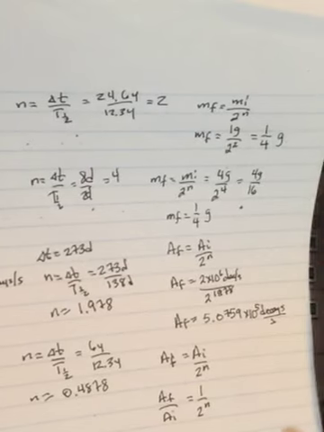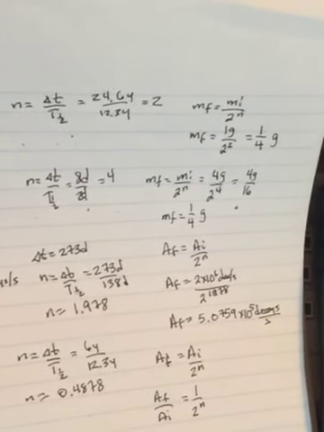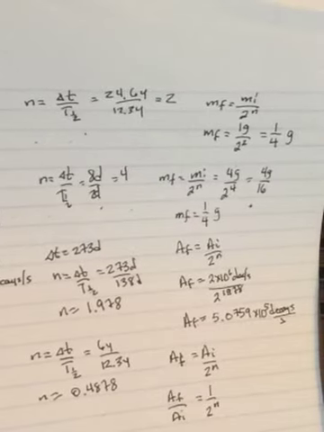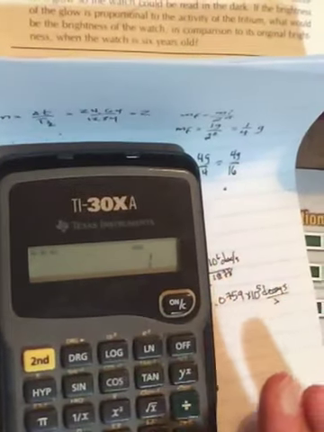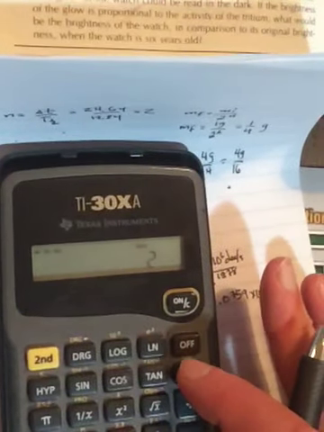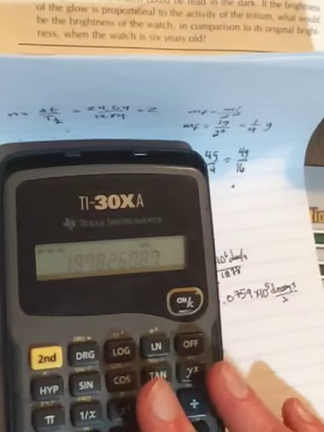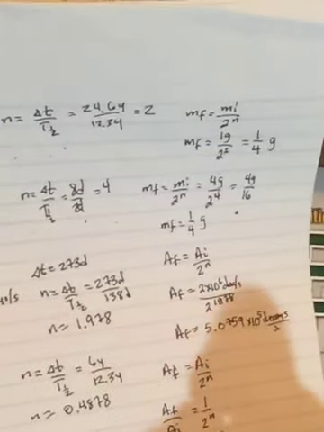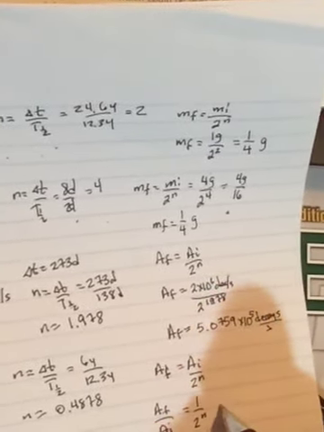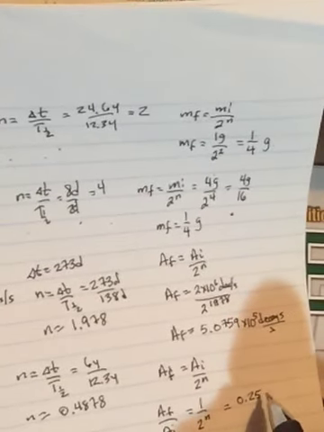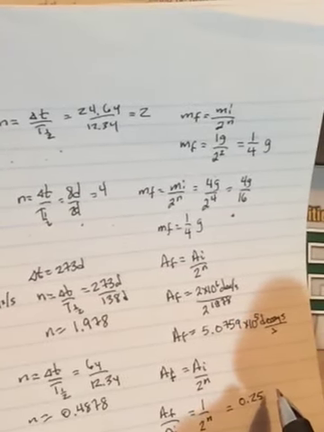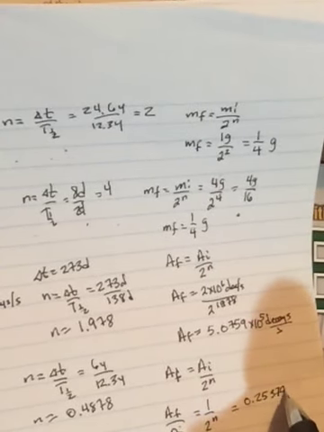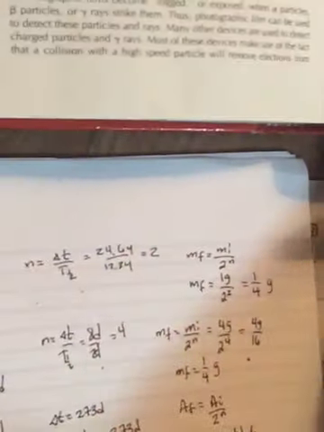And so we had n was 0.4878. And so you want to do 1 divided by 2, and then your y to the x button. And you should get something close to a quarter, because n is pretty close to a 2. So it's going to be 0.253796. Okay? And that's the ratio. So that's the first set of questions.